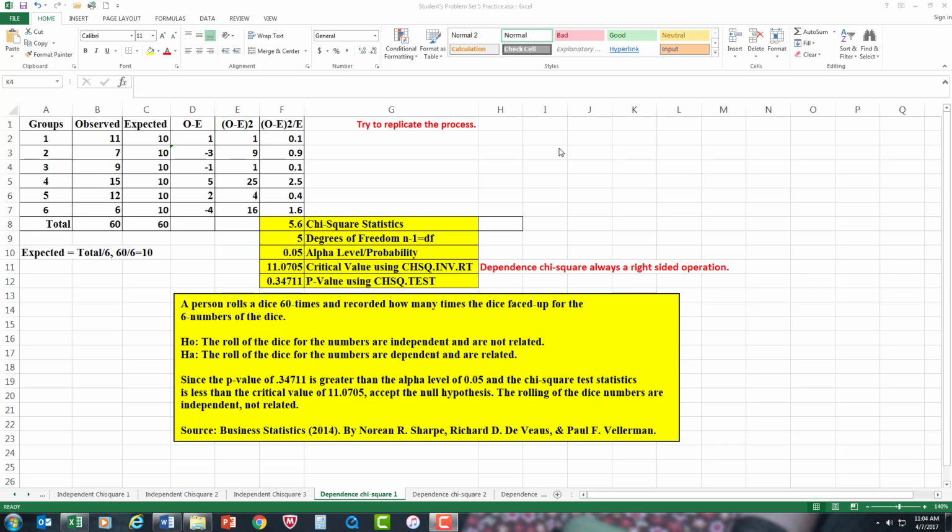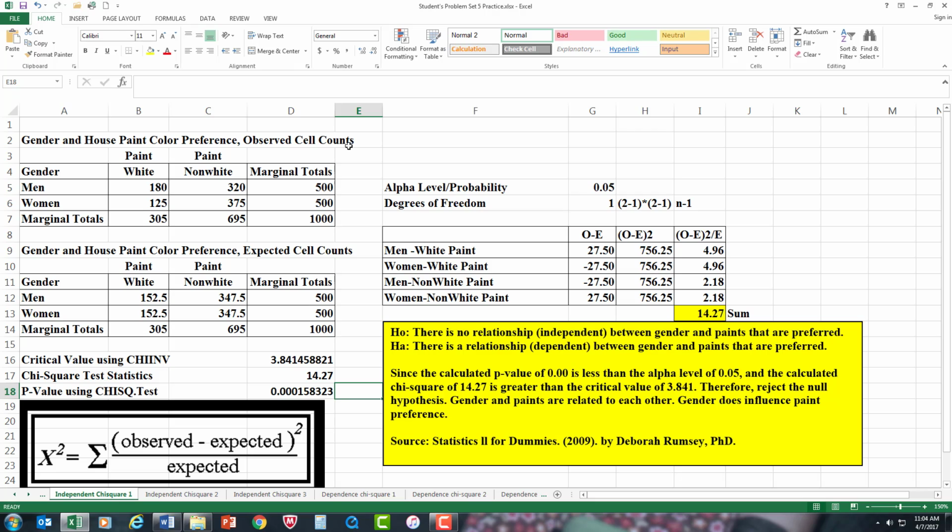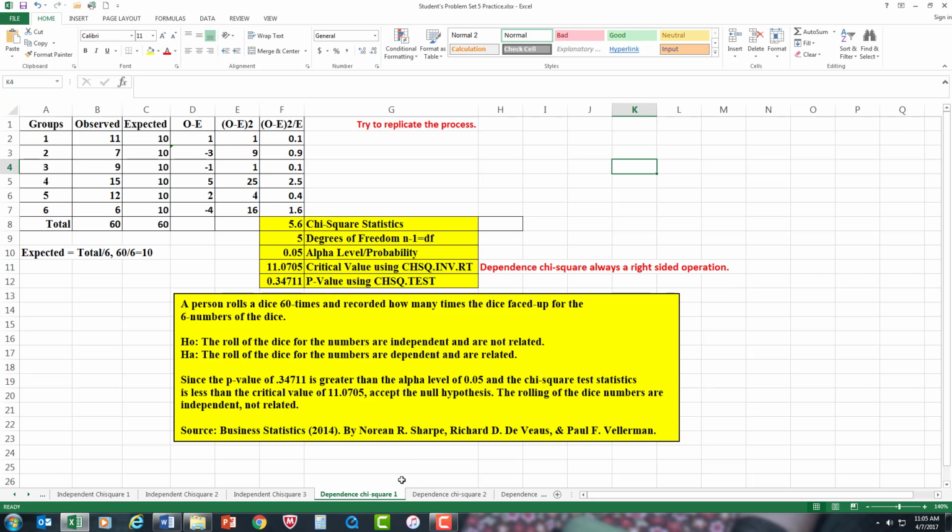Hi everybody. Alright, what we're going to do in this video is a chi-square for dependence. Now on a previous video that was made, we did a chi-square for independence, and in that you had to use, at least for this example, a 2 by 2 contingency table. Well, in the chi-square for dependence, you don't construct a contingency table because there's only one column of observed data.